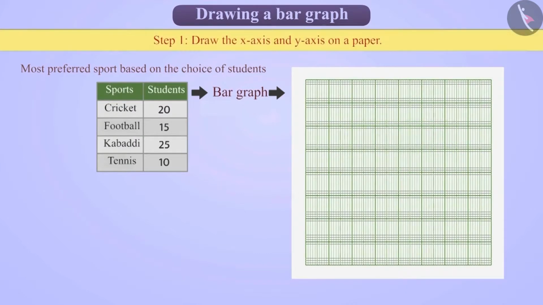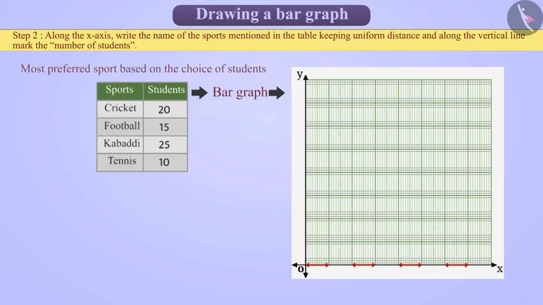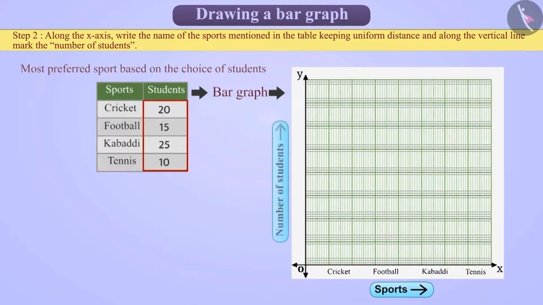Step 1. On a piece of paper, draw two perpendicular lines where line OX is a horizontal line and line OY is a vertical line. Step 2. Along the horizontal line, we will write the names of the spots mentioned in the table, keeping uniform distance and write spots under it. In this way, we will show the spots on the horizontal line. Similarly, along the vertical line, we will mark the corresponding number of students.